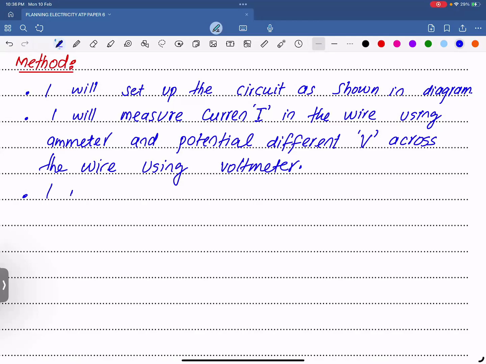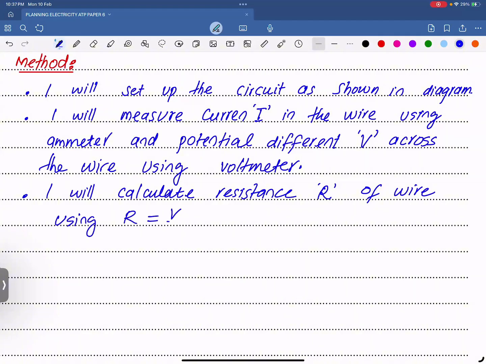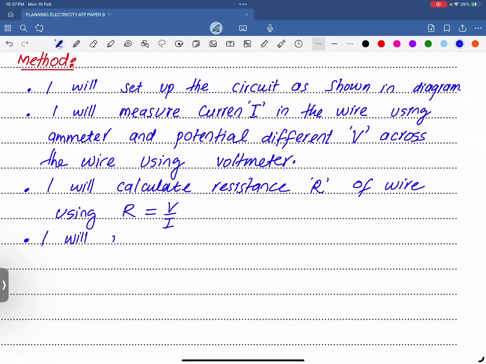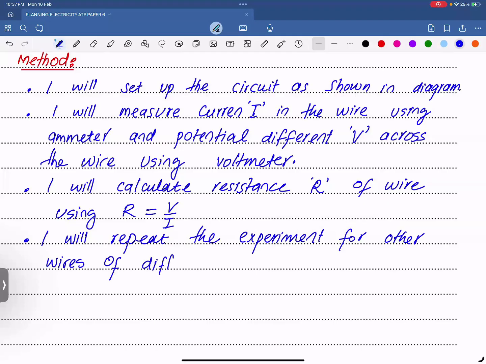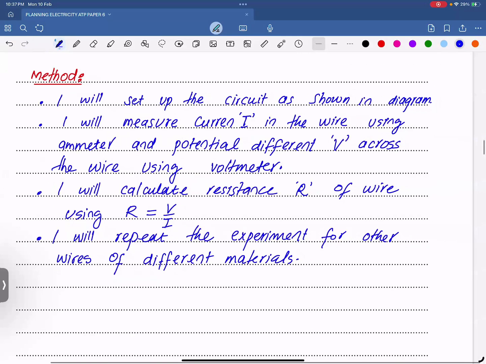Your next point will be, I will calculate resistance R of the wire using R equals V over I. Next point, you will write, I will repeat the experiment for other wires of different material. Okay, with this, the method is done.